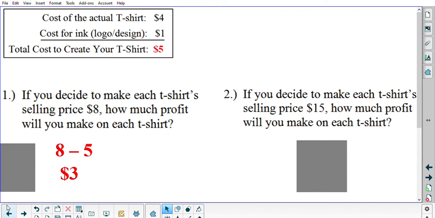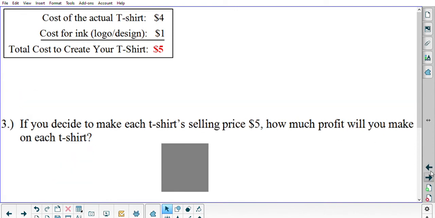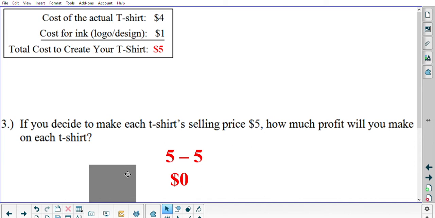All right, number 2, if you decide to make each t-shirt selling price $15, how much profit will you make? All right, so again, selling price minus cost of making it is going to give you the profit. So $15 minus $5, which was the cost of making it, gives you a profit left over of $10. Problem number 3, if you decide to make each t-shirt selling price $5, how much profit will you make? Well, this is kind of interesting. The cost of making it was already $5. So if you sell it for $5, you're getting $0 profit.